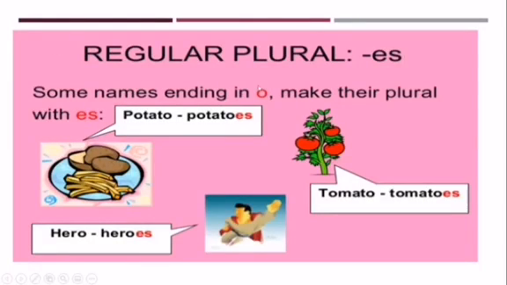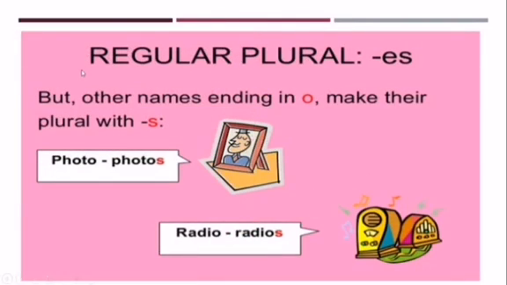Then some nouns ending in O, we make the plural also adding ES. For example, like potato, we say one potato, two potatoes. One hero, two heroes. One tomato, two tomatoes. Why? Because if before the O we have a consonant, we need to add ES. Okay? But other nouns ending in O make their plural adding just an S. Remember, one photo, two photos.